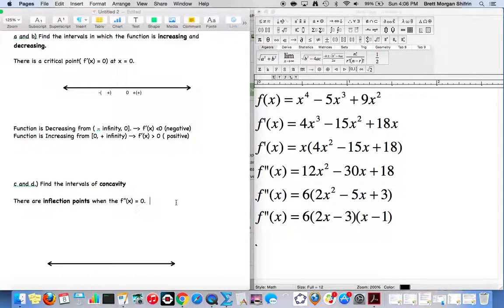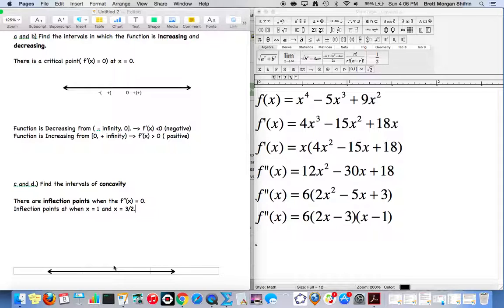Now that's going to let me know that my inflection points, that's when the second derivative equals 0, are when x equals 1 and x equals 3 halves, or 1.5.